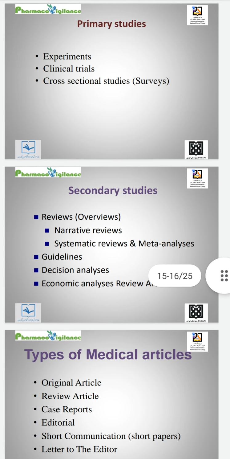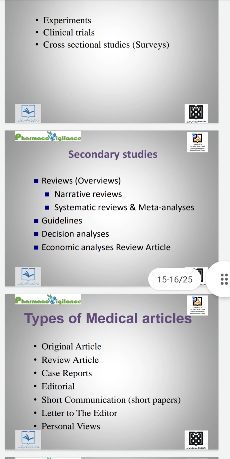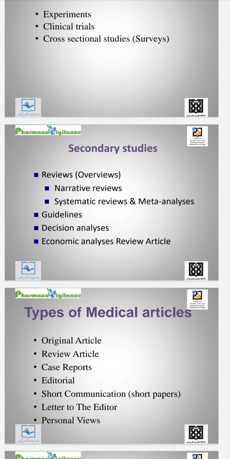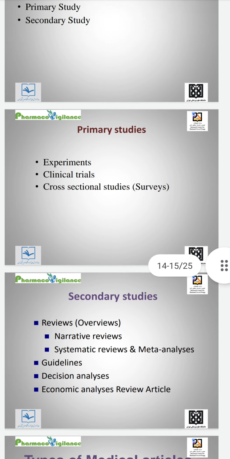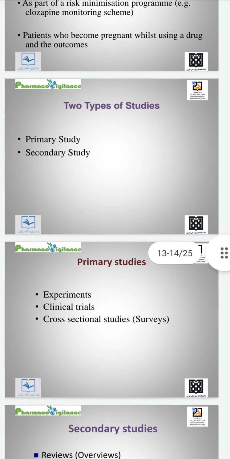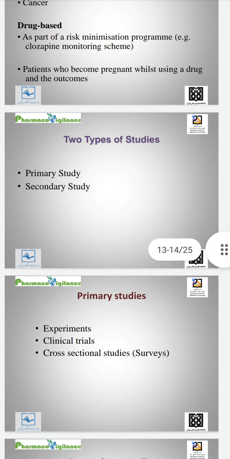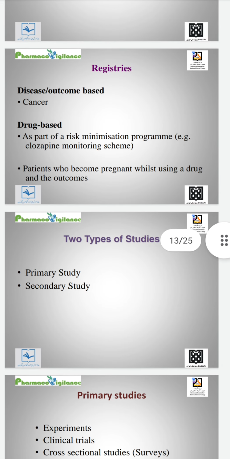We understand the types of medical articles: original article, review article, case report, editorial, short communication, letter to the editor, personal view. Secondary studies are review, narrative review, systematic review, meta-analysis, guideline, decision analysis, economic analysis. Primary studies are experiments, clinical studies, cross-sectional studies, and surveys.